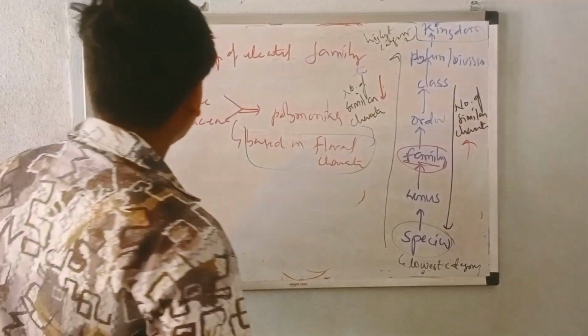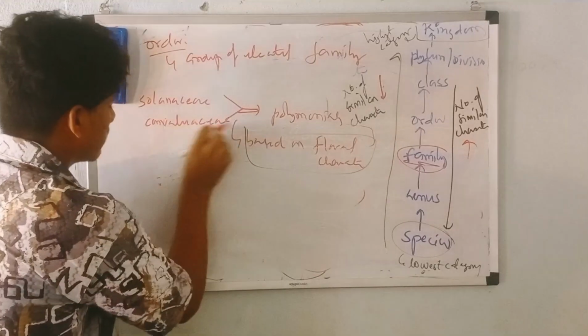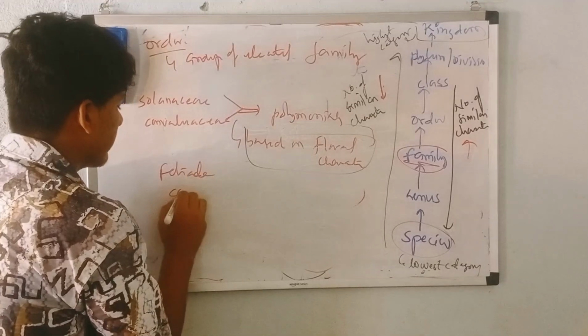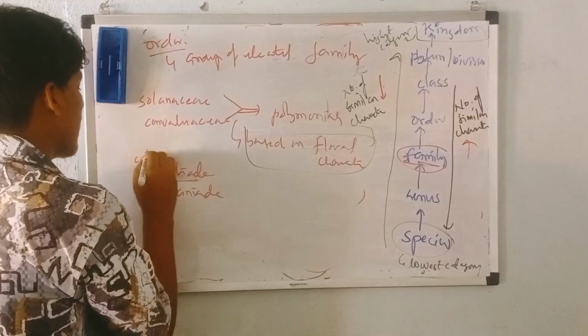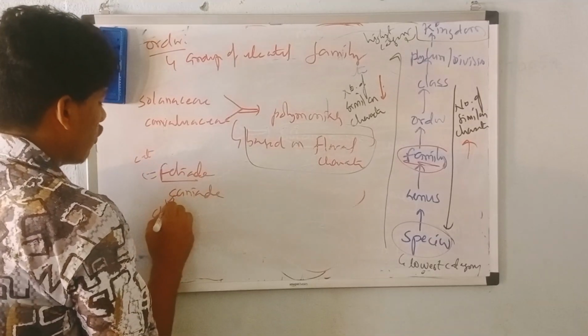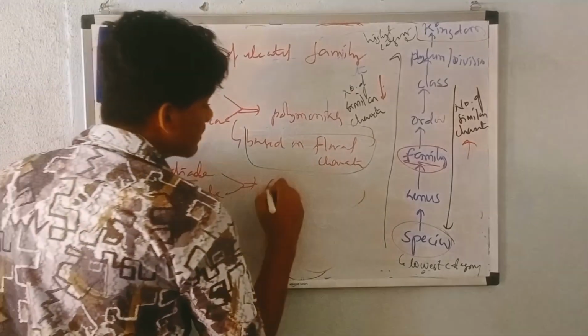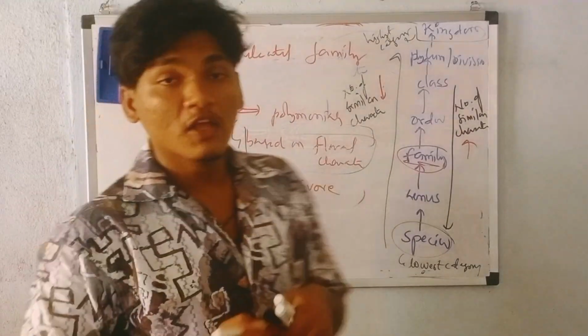Now we talk about animals. Felidae and Canidae, right? Felidae is the cat family. Canidae is the dog family. These two families are grouped in the order called Carnivora. What is the order? Carnivora.